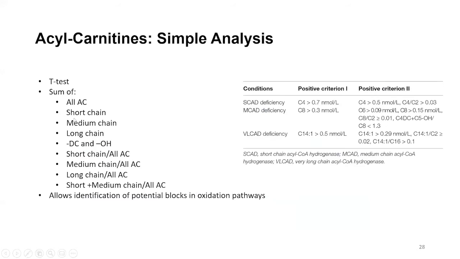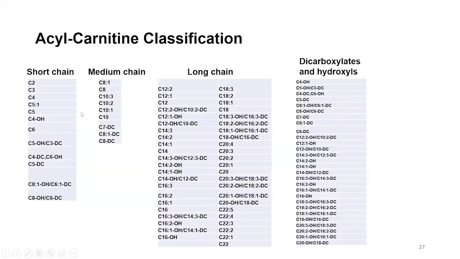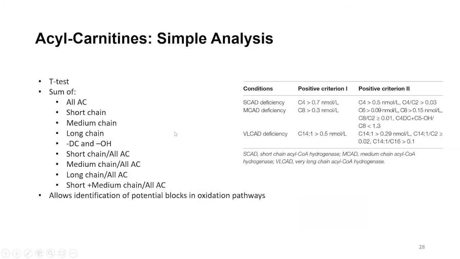Or I do another thing where I just add up all the short chains together. So I do the sum of the short chains, the sum of the medium chains, the sum of all the long chains, the sum of the dicarboxylates. If you want to be fancy, you can separate these dicarboxylates and the hydroxyls into short, medium, and long as well, if you feel up to it. And then you do ratios. So the ratio of short chain to all acyl carnitines, medium to all, long to all.